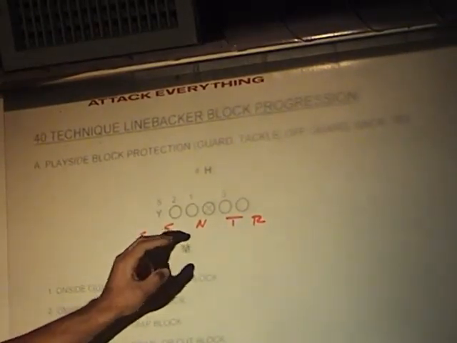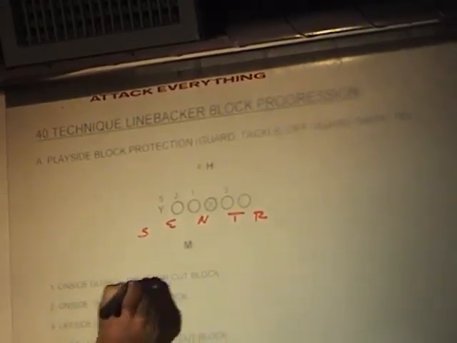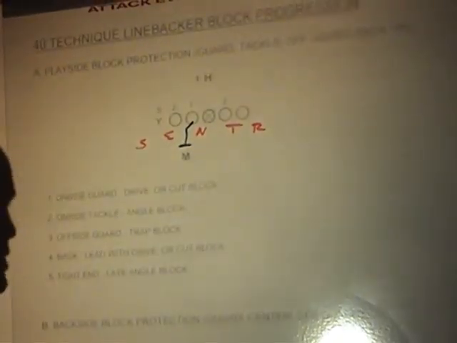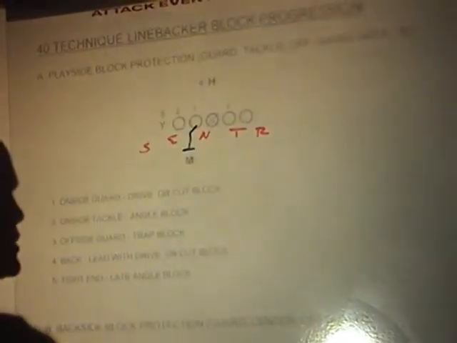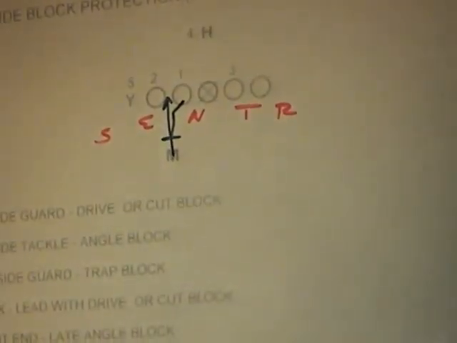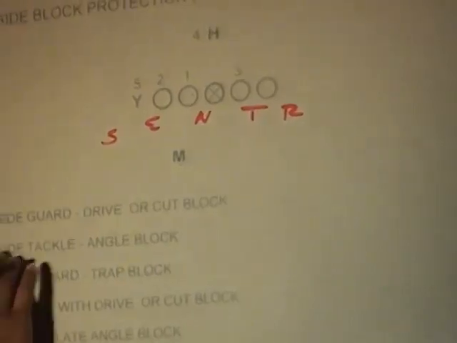This linebacker's eyes will start on the offensive guard. And from the offensive guard, he can get the drive or the cut block, any block like this. If he gets that, he wants to keep his outside arm and leg free and play his B gap. That's the first threat for the MAC linebacker in terms of his eyes. The second key would be the onside tackle.